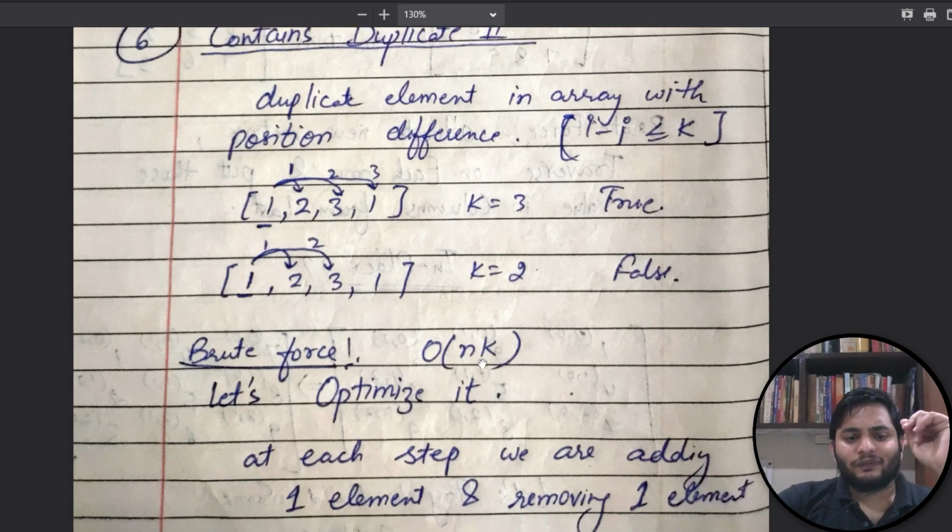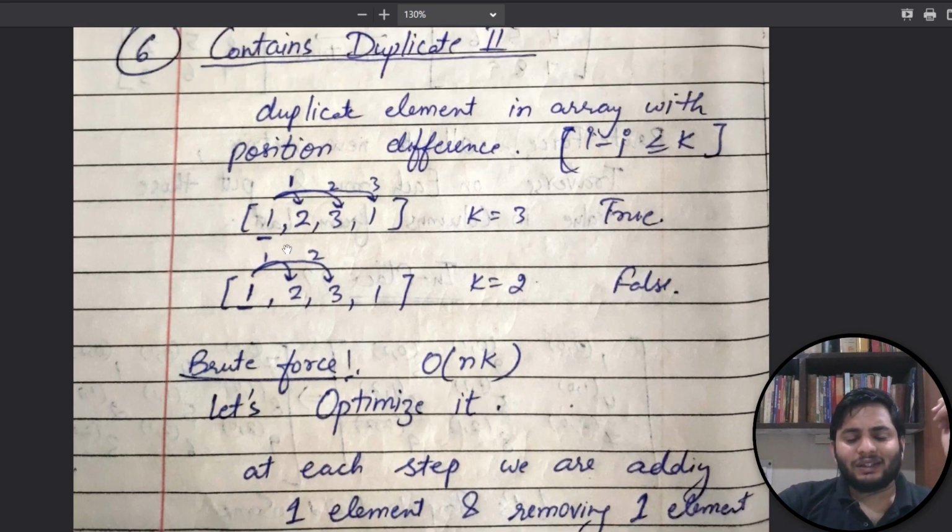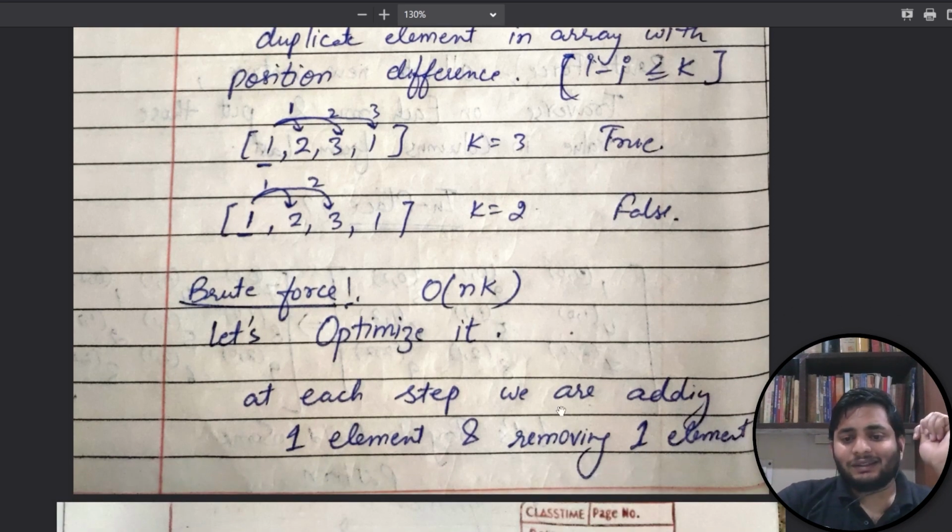So brute force is big O of n k, and what is big O of n k is I just move to this position, and after that I move the k positions. I check for all the k positions, are there any duplicates. So let's optimize it. At each step we are adding one element and removing one element. What does it mean? So 1 2 3 1. Okay, my window size is 4. I'm checking all these four elements.